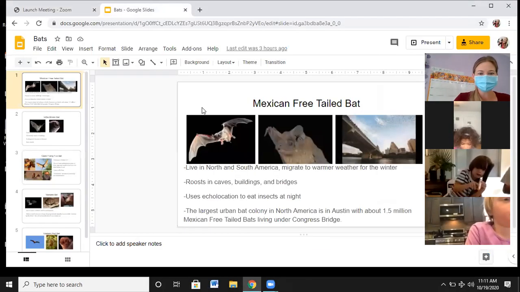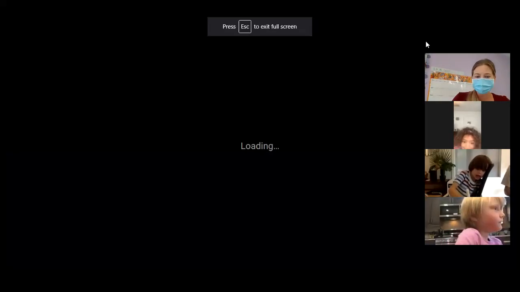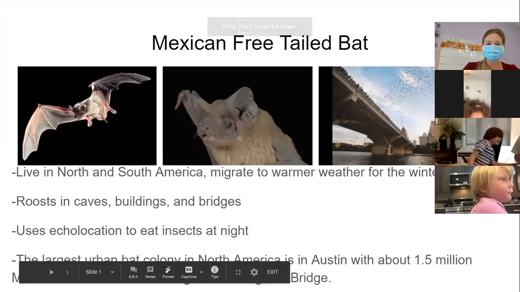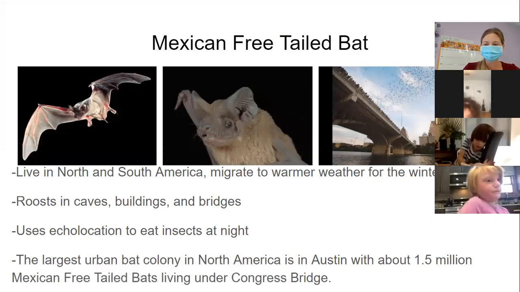I know. I'm going to share my screen here. At first, I just thought that was all part of the wing. I know. Isn't that funny? So here are some bats. Can y'all at home see this screen? Yes, I can. Okay, wonderful. We're going to look at some different types of bats.